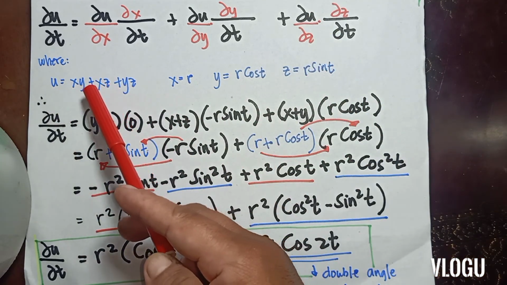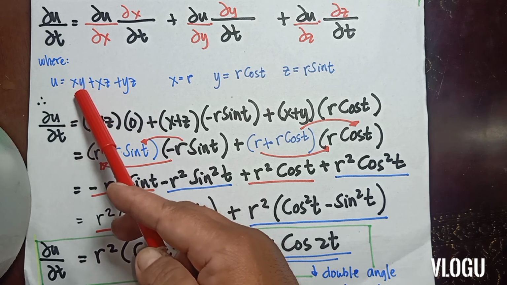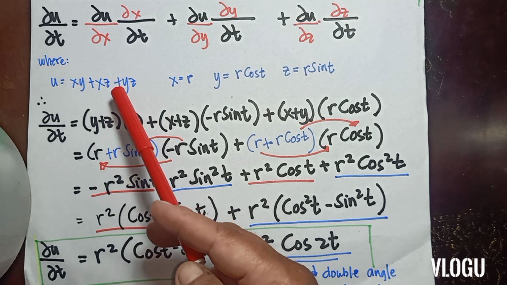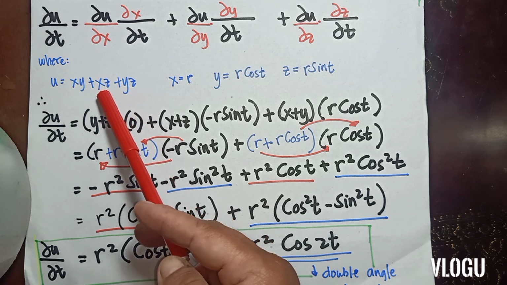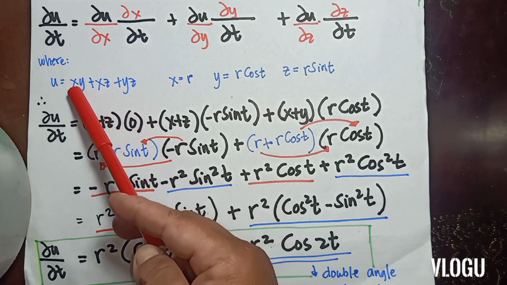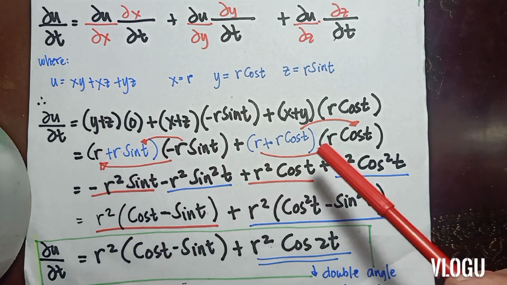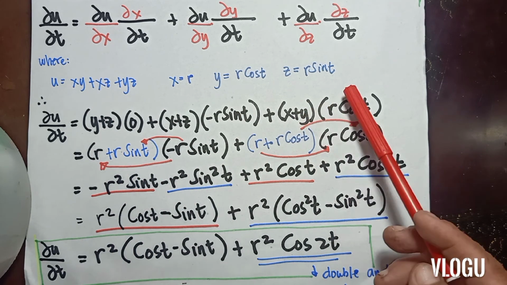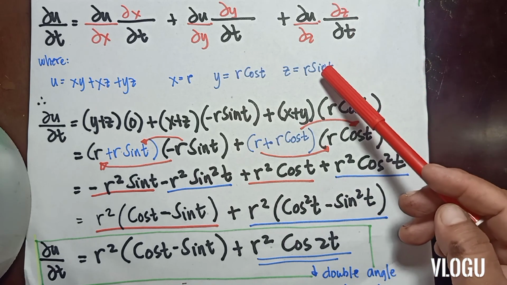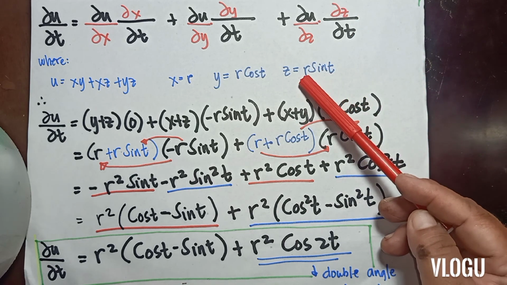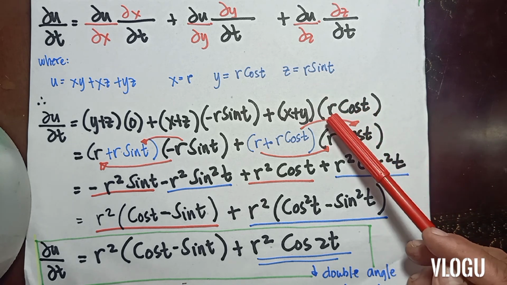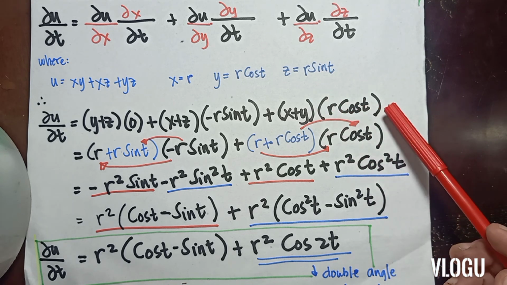Du over dz: x and y are considered as constant because your variable is z. So, the derivative of u with respect to z is x plus y. Derivative of z with respect to t: r is constant, and the derivative of sine t is cosine t. That's the reason you will have r cosine t.